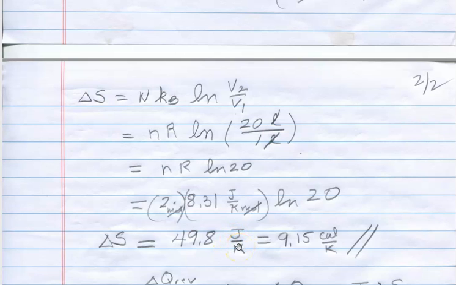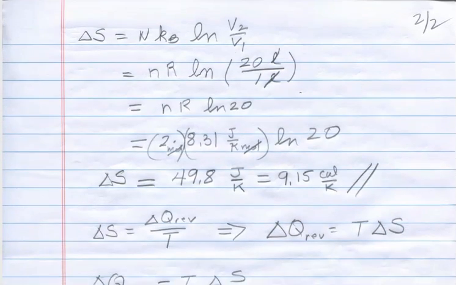And since there's roughly 4.2 joules per calorie, I can divide this by 4.2 and get the number of calories per Kelvin if you want. But either one of these is acceptable.